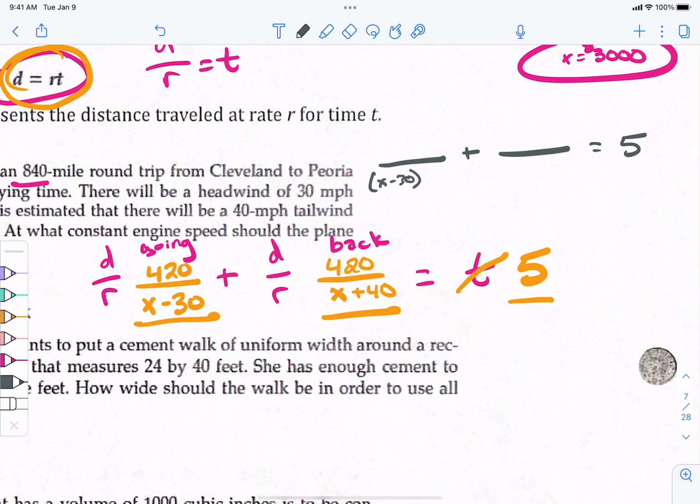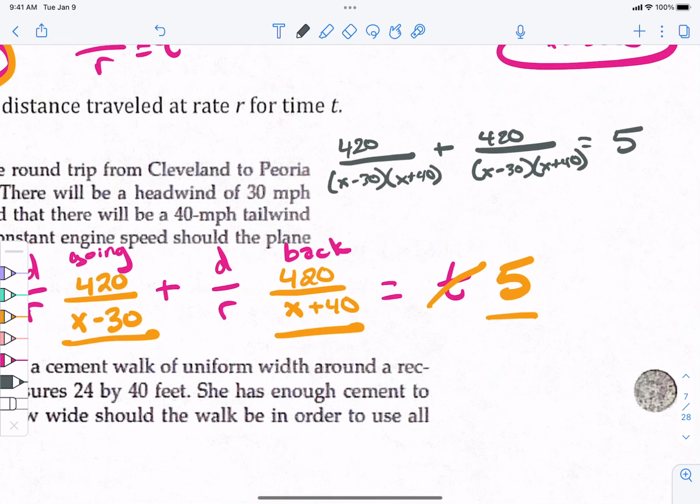x minus 30 times x plus 40. We'll just make it all a common denominator: x minus 30 times x plus 40. Here you go. I know. I'm sorry. 420. All right, the first one.